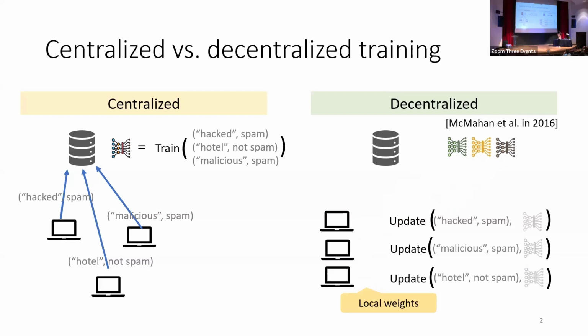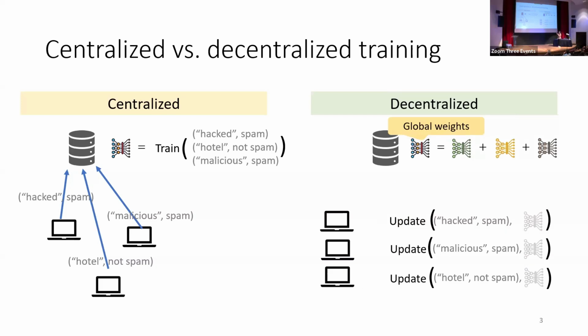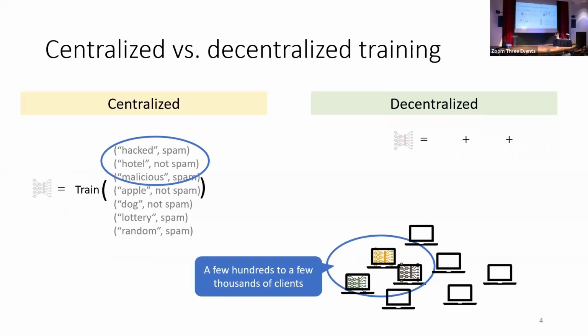The server simply adds them up, just a summation, to get the global weights. The point here is that the client never needs to send the data in the clear to the server, and the model the server finally gets is equivalent to the model it would get in the centralized setting. So this is federated learning.